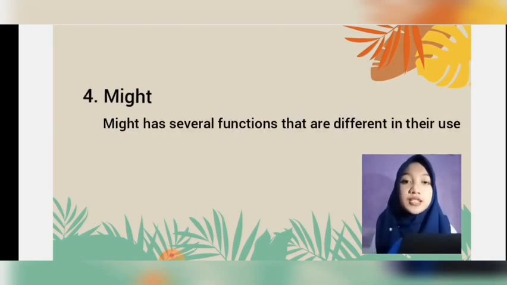The fourth is might. Might has several functions that are different in their use in each sentence. There is a function to declare the possibility and to declare permission. The biggest difference between may and might lies in the use of might in past sentences. May cannot be used in past tense, while might can be used. For more details, see the following explanation.